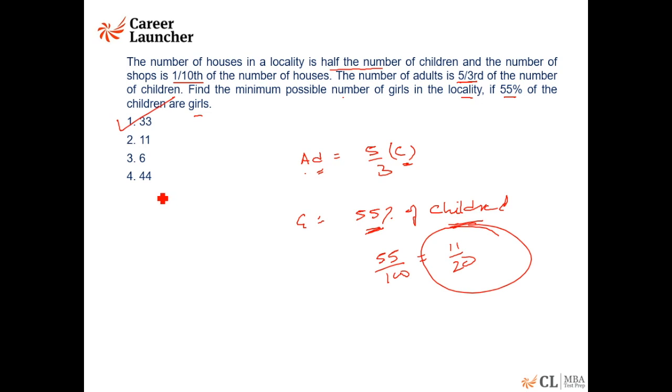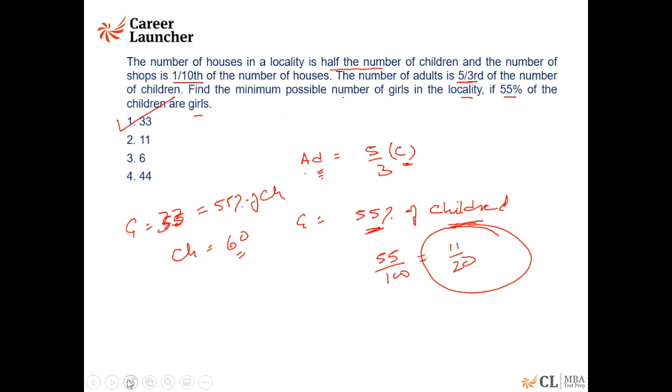You want to verify, do that. What you can do then is verify. If the number of girls is 33, and this is equal to 55% of children, that means the number of children should be equal to 60. If number of children is 60, you can find number of adults and other things you can also verify.